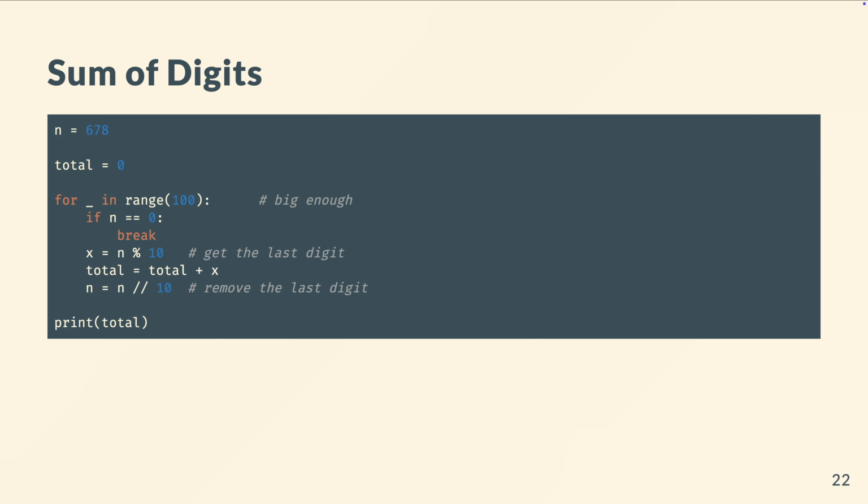Step 1. X equals n modulo 10, so x is the last digit. Step 2. Total equals total plus x. It means we add x into the accumulator. Step 3. N equals n integer divided by 10. It means we remove the last digit of n. After the loop ends, we print total. It is the sum of all digits we peeled off.